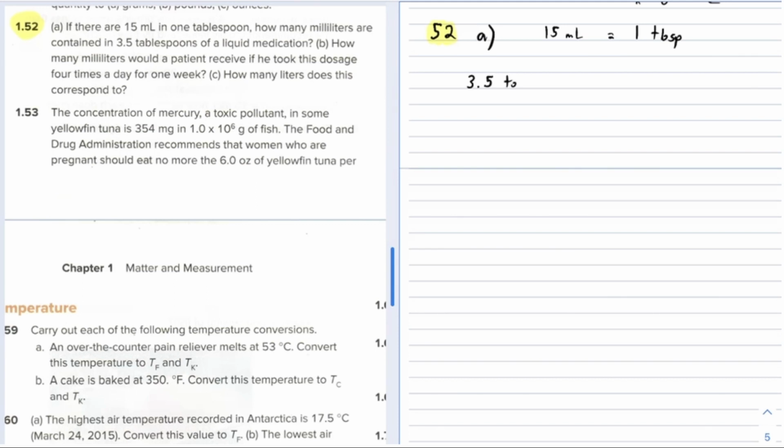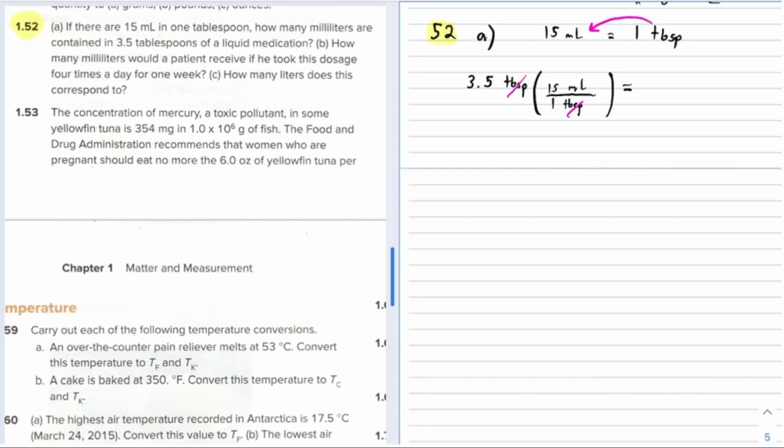3.5 tablespoons? So we can use the relation to get from tablespoons to milliliters, and we use that to build the conversion factor. So we're getting rid of tablespoons. We put that on the bottom. 1 tablespoon is 15 milliliters, and tablespoon units cancel.